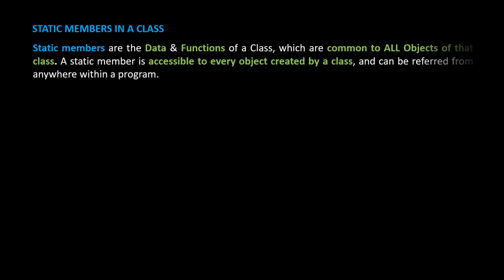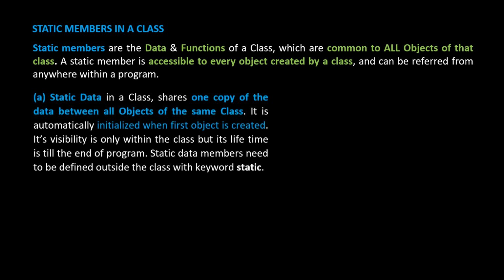We will next cover the static members in a class. Static members are the data and functions of a class, which are common to all objects of that class. A static member is accessible to every object created by a class, and can be referred from anywhere within a program. Static data in a class shares one copy of the data between all objects of the same class.